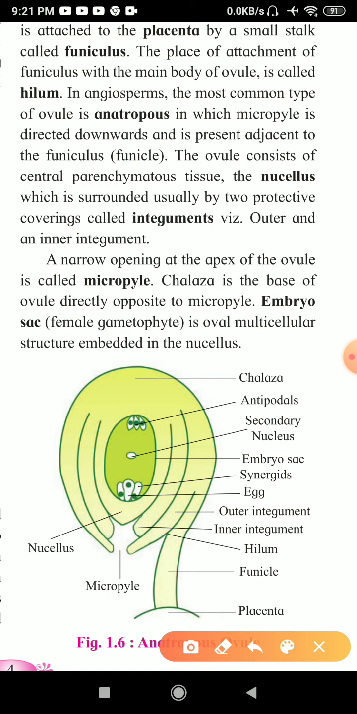So this is the complete structure of the anatropous ovule. We will study the process of double fertilization after this topic. When this topic is completed, we will study the process of fertilization as a separate topic. We will see in the next segment.